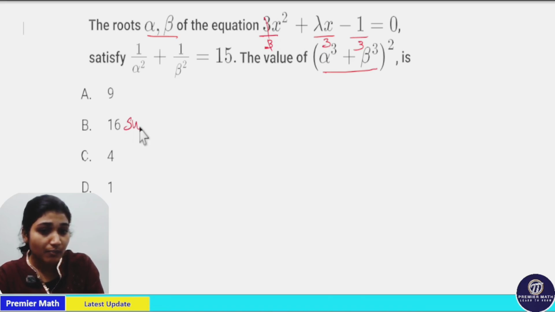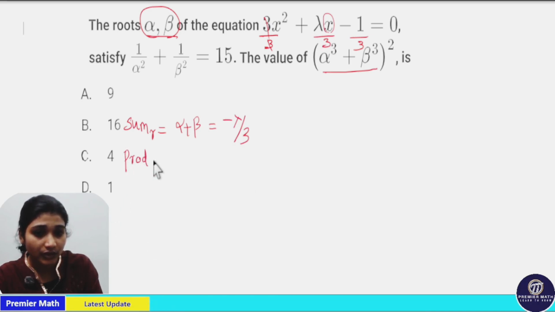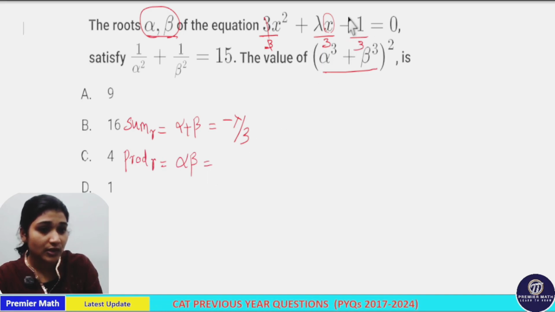Then from the sum of roots. Sum of roots means here the roots are alpha and beta, which is alpha plus beta. Then the sum of roots from the equation is the negative coefficient of x, which is equal to negative lambda by 3, or you can say just minus b. Then the product of roots is equal to alpha beta. From the equation, the product of roots is equal to the constant coefficient, that is c here, which is minus 1 by 3.